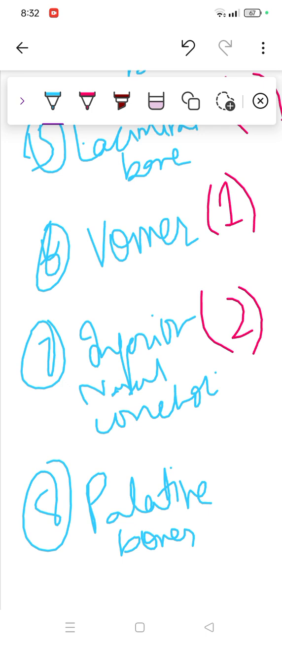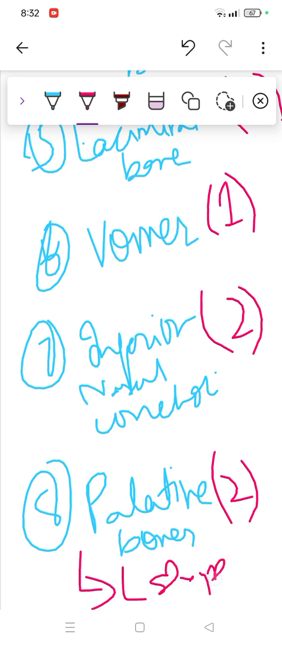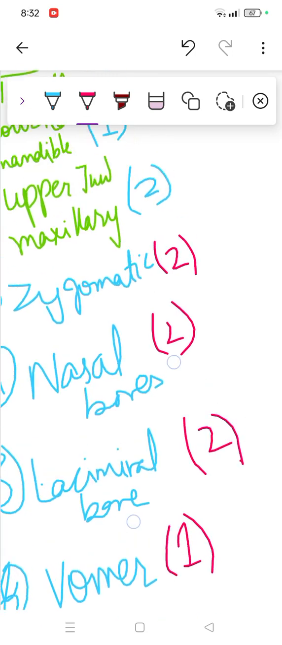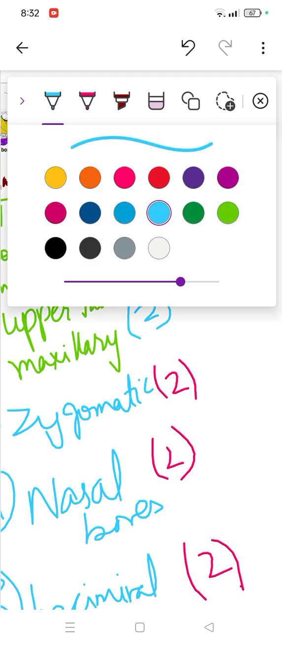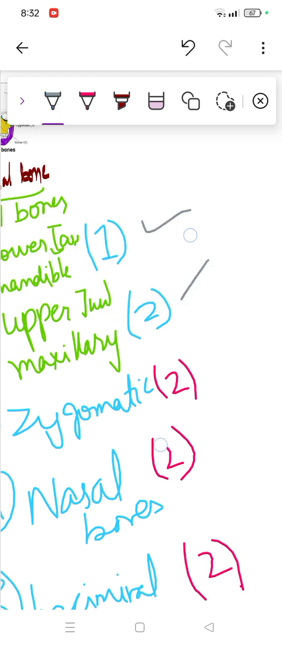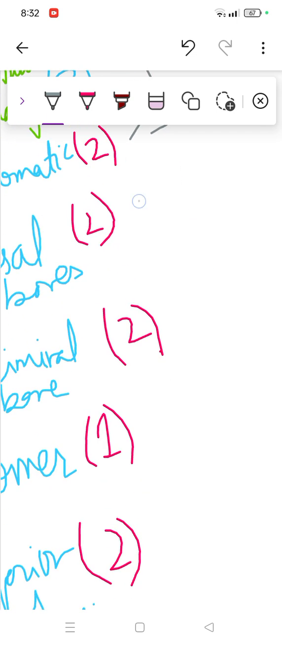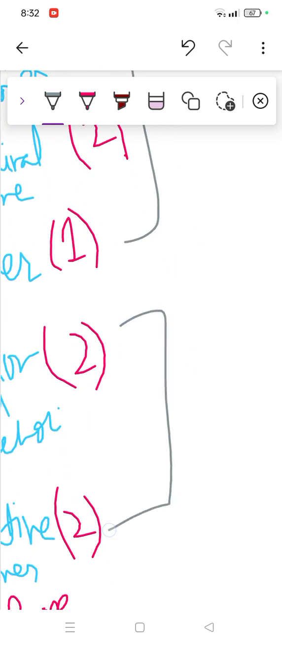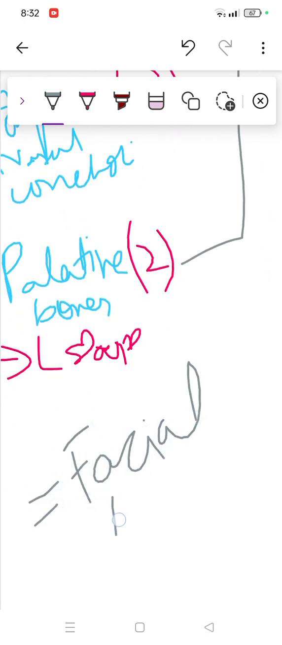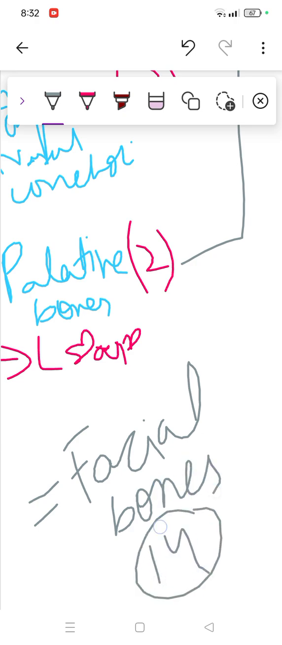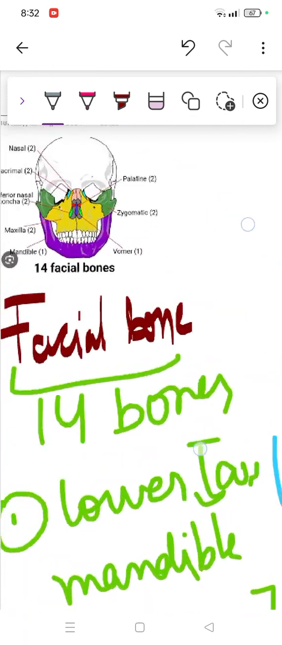These are two in number. And yes, these are palatine bones, also L-shaped structures. So if we just count it down, 1 plus 2, this 3 means 5, and these 3 means 10, and these both, this means 14. So all together we can say facial bones are around 14 in number. Let's check it out in the diagram so that we understand it more nicely.